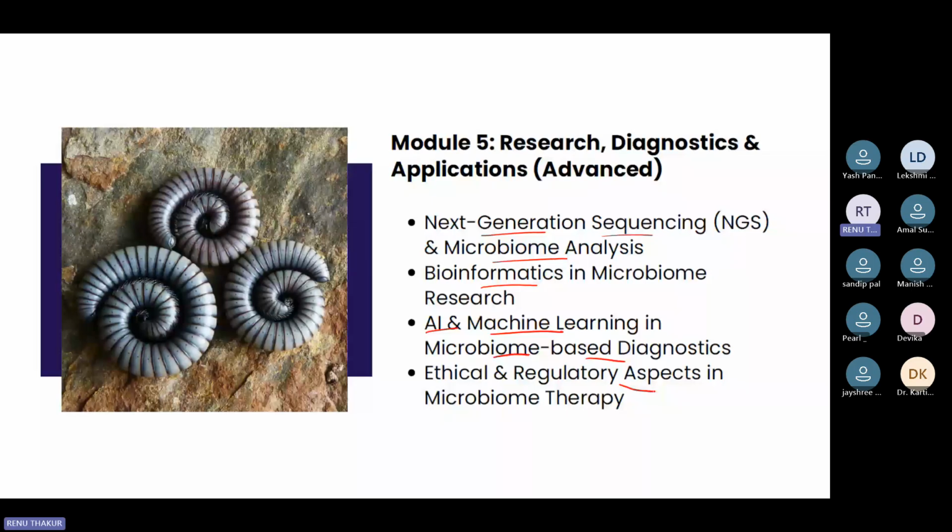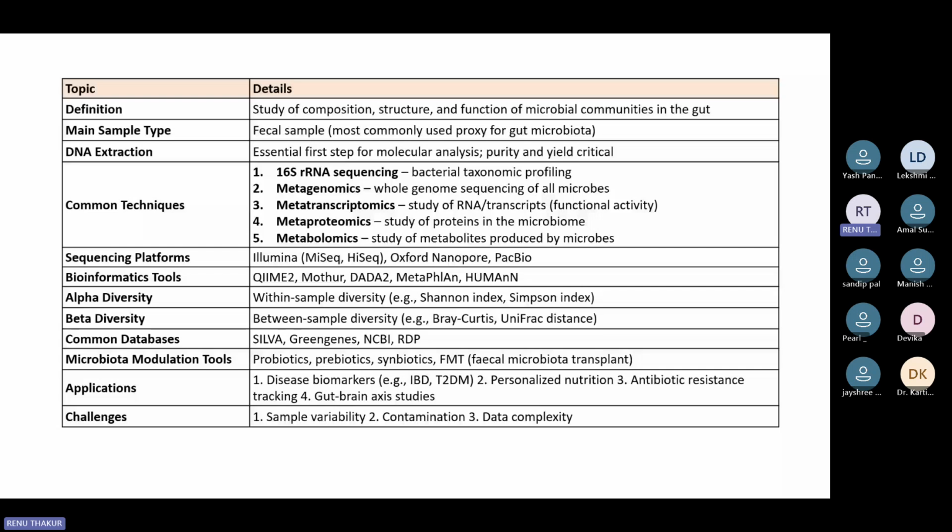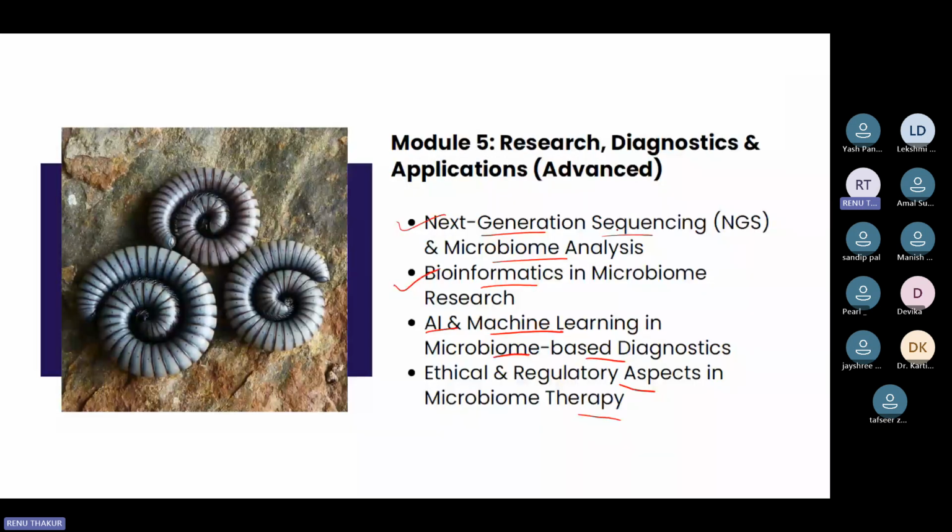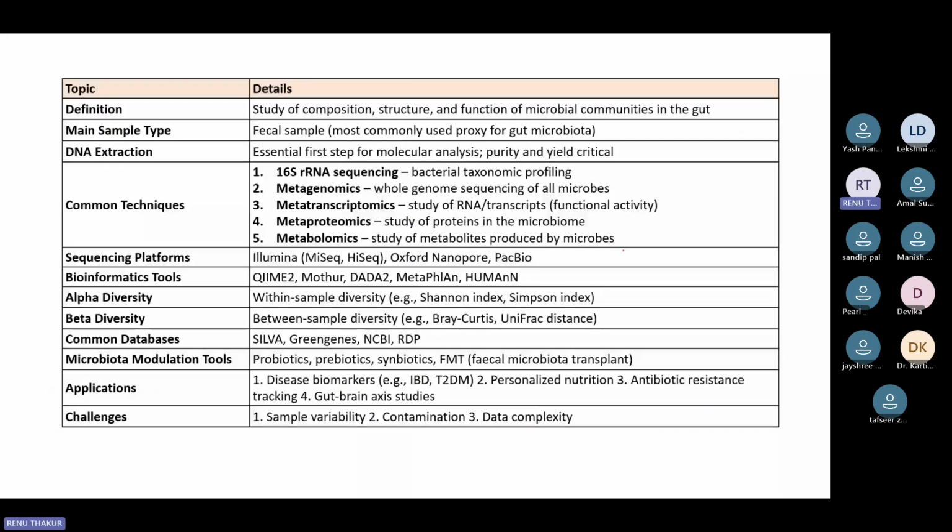So let's start. This is the basic compilation, or basic summary, of what we do with the help of NGS in microbiome analysis. Mainly, we study the composition, like the gut microbiome is rich in different kinds of microorganisms. Which type of microorganism, what is the structure of that microorganism, and the function of the microbial communities in the gut. With the help of next generation sequencing, we will be able to study the composition. So let me take a black screen.